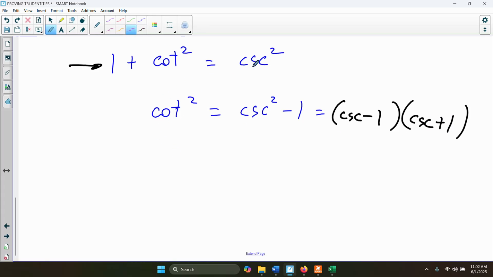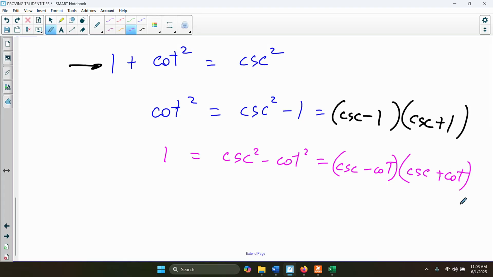Then if I'm going to solve for 1, literally, 1 equals cosecant squared minus cotangent squared. And if I need to break this further, well, I can. This is a difference of squares. So cosecant minus cotangent, cosecant plus cotangent. Okay, look at that. So it really depends on what your needs are for a particular problem. Okay, I said I'm going to develop 3.